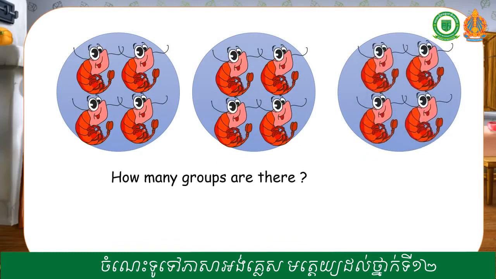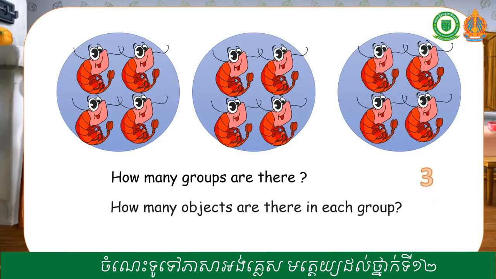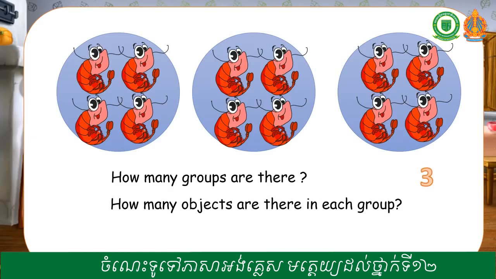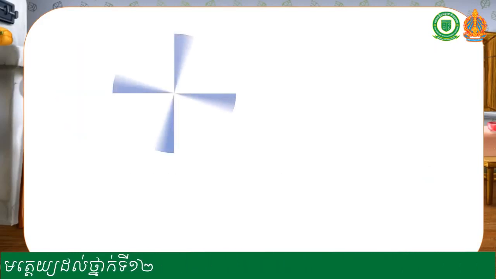How many groups are there? There are 3 groups. How many objects are there in each group? There are 4 objects in each group. 3 groups of 4.